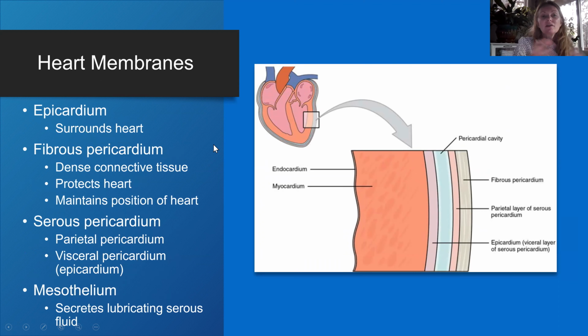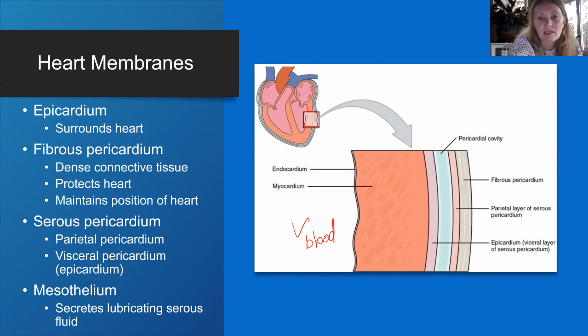Now, the heart has several membranes. I'm sorry, I think what surrounds the heart is the epicardium. That's absolutely correct. So let's look at this picture. This is a chamber, a piece of the heart. That's your ventricle over here, and here you would have your blood.